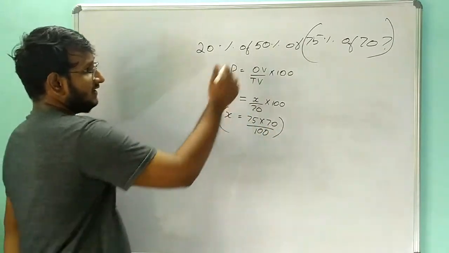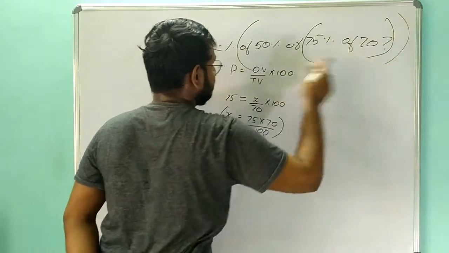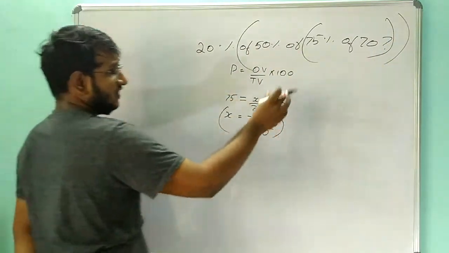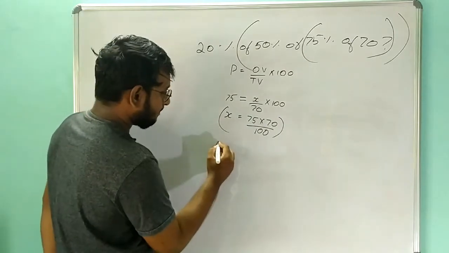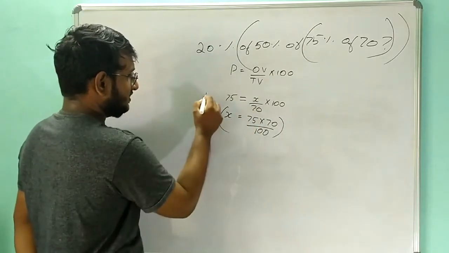Now we are going to find this next part, that is 50% of 75% of 70. Again we are going to use this formula. This is the first part.